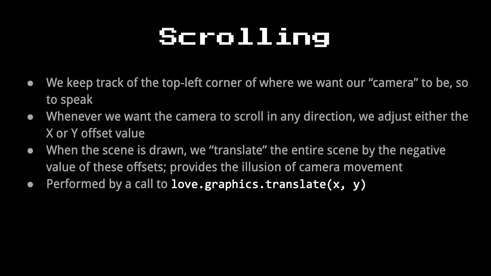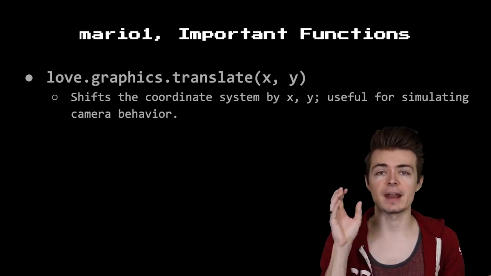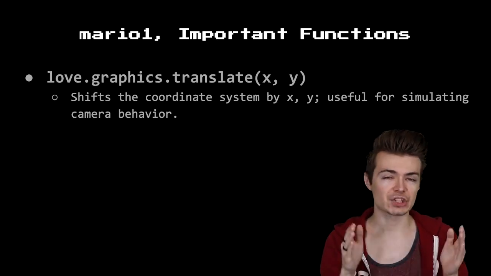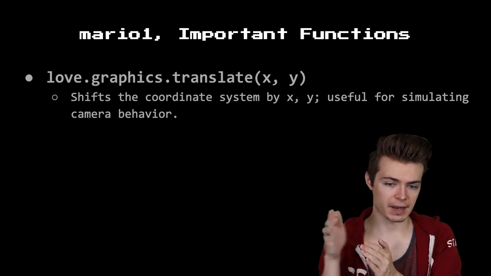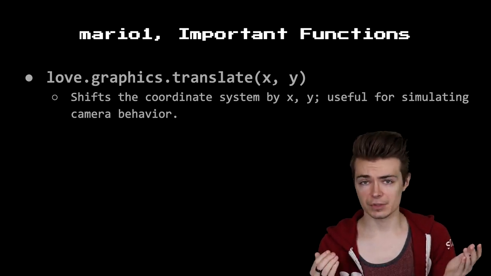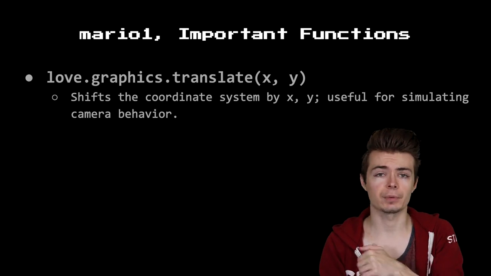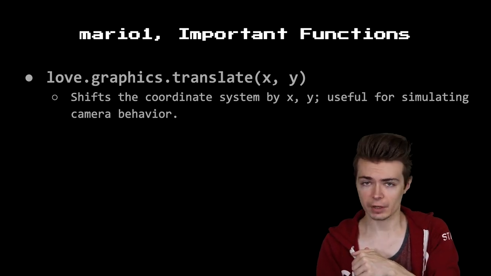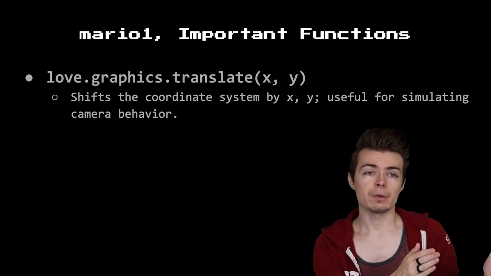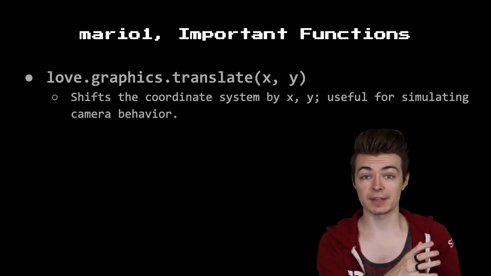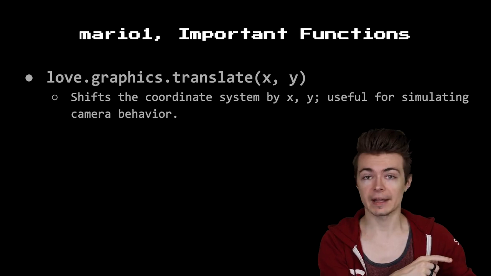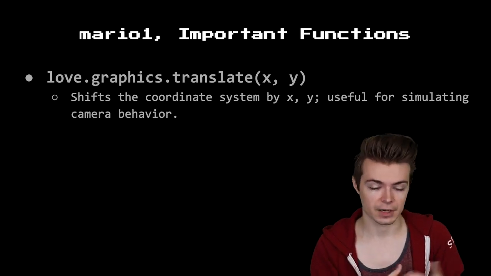camera, using a function called love.graphics.translate. And what this does is it takes in an X and a Y, and it actually shifts the entire coordinate system by that X and Y. What that has the effect of doing is if, for example, you translate the coordinate system by 100 pixels to the right, that will actually make it look as if you have moved 100 pixels to the left, because everything is shifted in that direction.